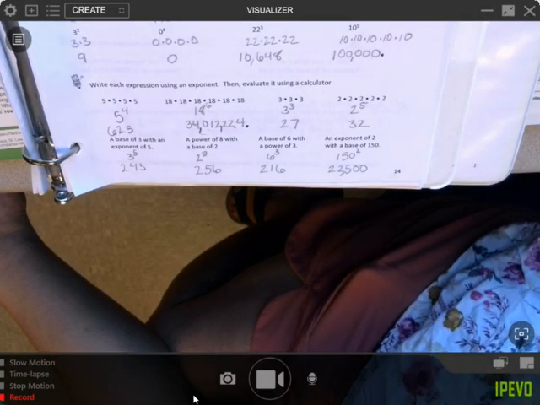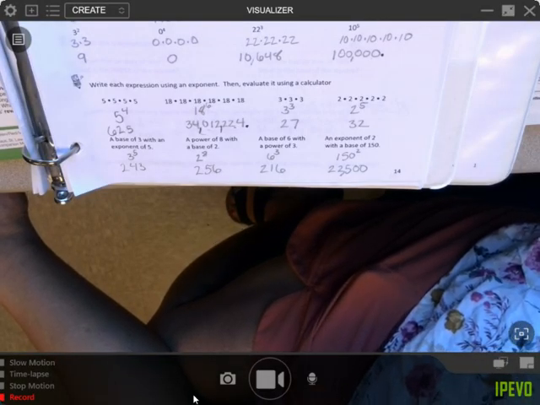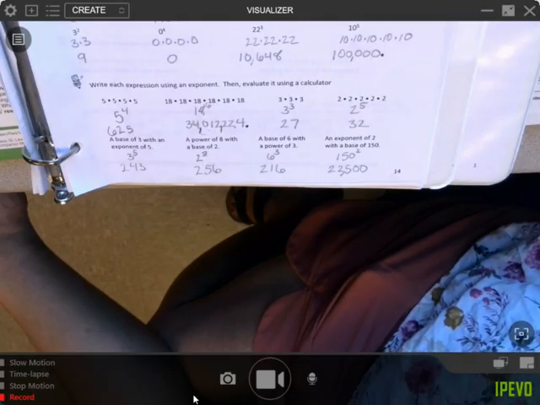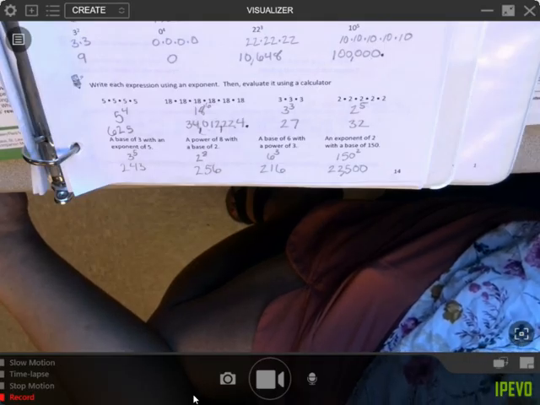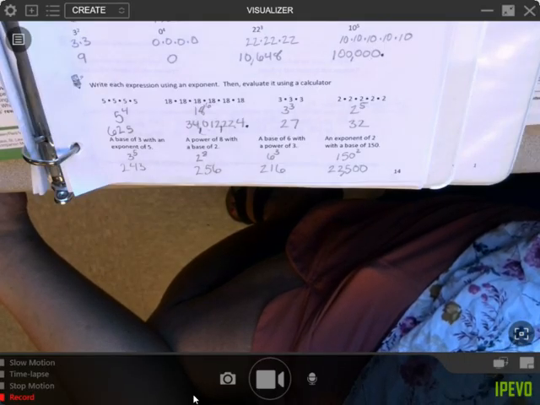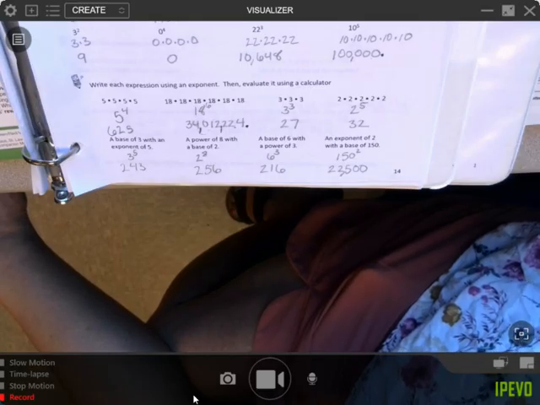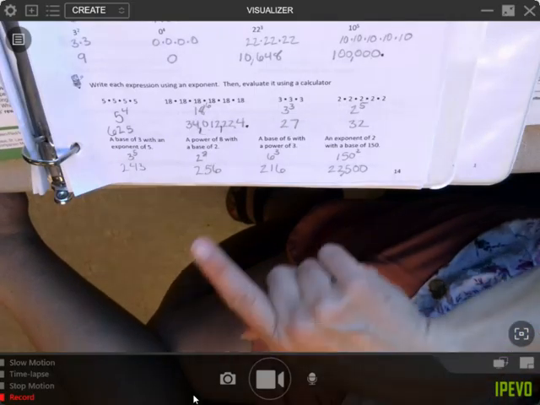We have calculators on our supply list for a reason. We're going to be using them at different times through the year. So make sure you bring your calculators to class, because you never know when it's going to be a good day for a calculator. All right.